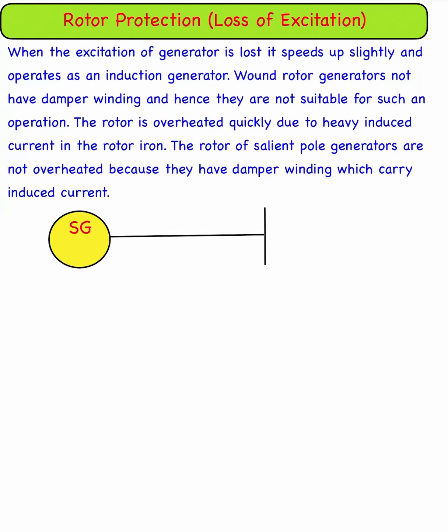Today we will learn about the rotor protection of a generator. The first is the loss of excitation and the second is the field ground fault protection. First, we have to study the loss of excitation. Loss of excitation means that when the excitation of the generator is lost, it speeds up slightly and operates as an induction generator. So what do we mean by excitation, basically?